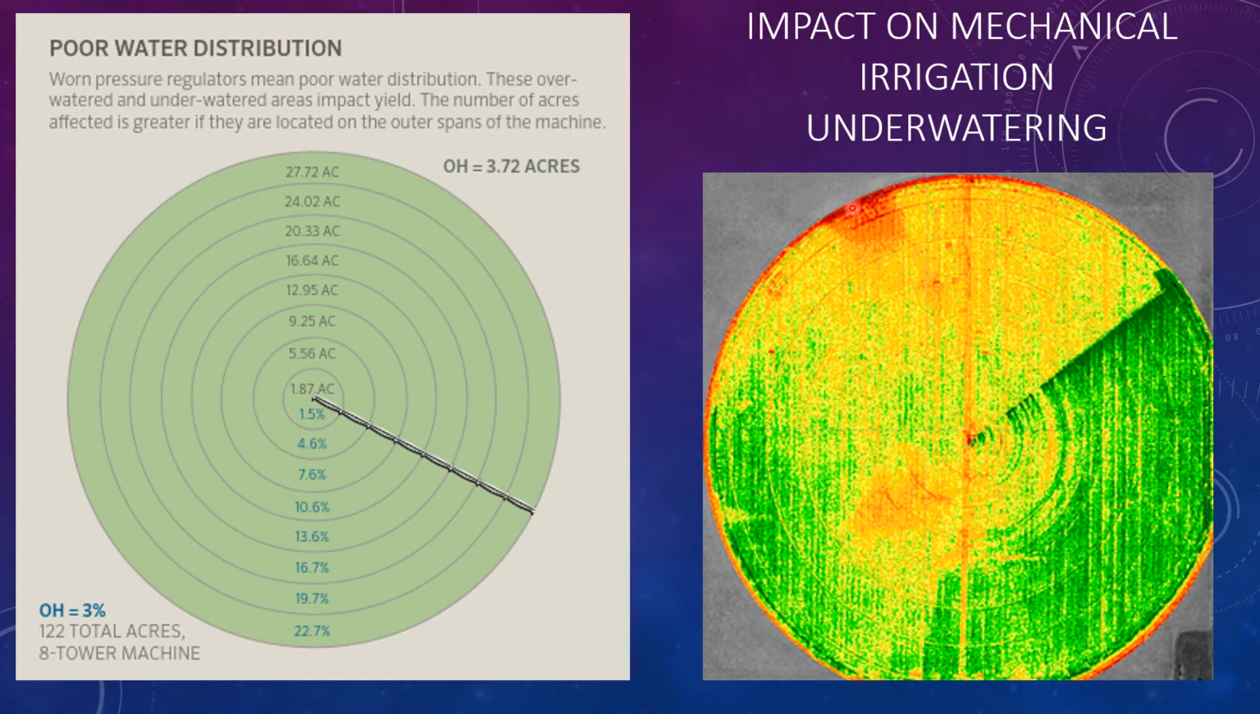And then you can see here severe stress. They basically lost this crop here. Probably significant yield problems here. This is like 2 foot tall, whatever it is, corn, as opposed to 6 foot tall everywhere else. So again, here's another dramatic picture of what can happen if these regulators and sprinklers are impacted.